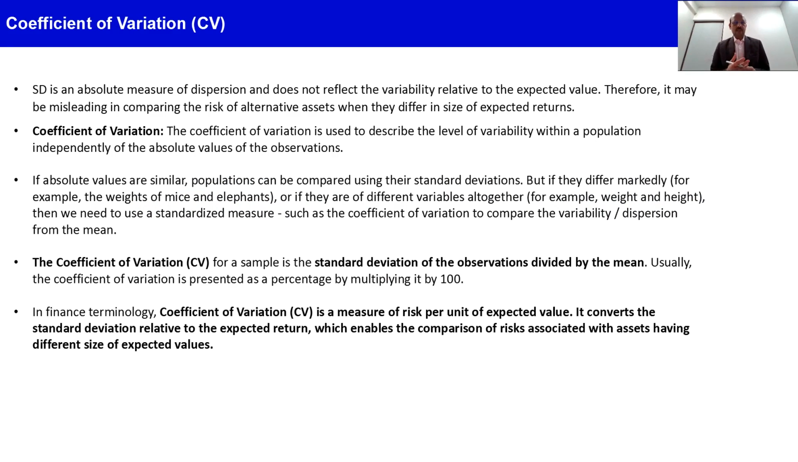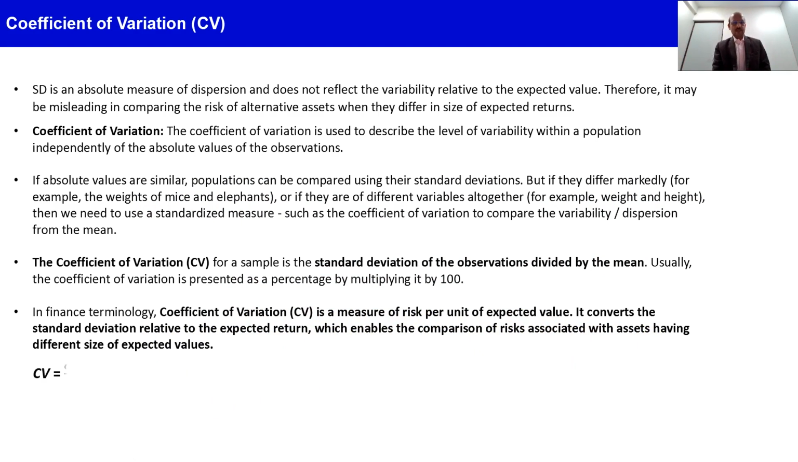So what we use is the coefficient of variation, which is basically the standard deviation of observations divided by the mean of that particular data set, and it is always represented as a percentage. So we have to multiply this fraction by 100. So we can say the coefficient of variation is a measure of risk per unit of expected value. It converts the standard deviation relative to the expected return, which enables the comparison of risk associated with assets having different sizes of expected values or different units of measurement.